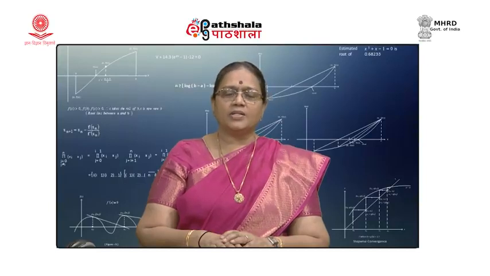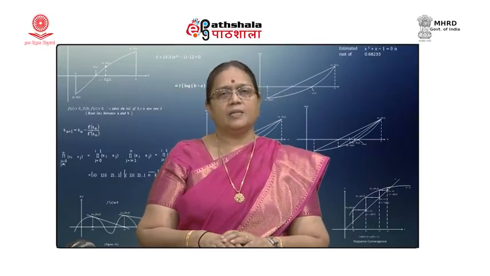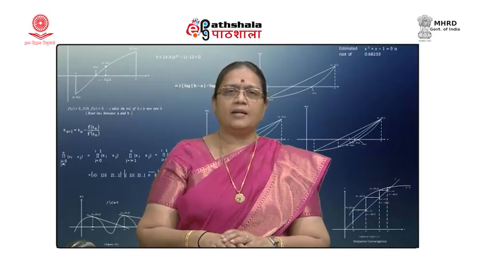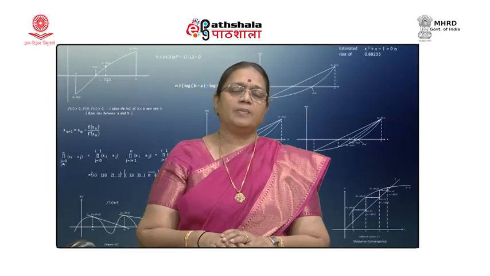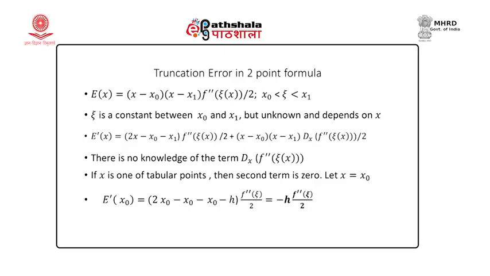We know the truncation error term in Lagrange's interpolating polynomial: f(x) is p_n(x) plus E(x). So, this error term, differentiated with respect to x, would be the truncation error for the formula in the estimate of the derivative of the function. So, let us look at the error term.